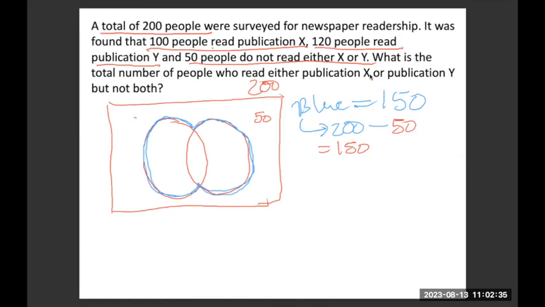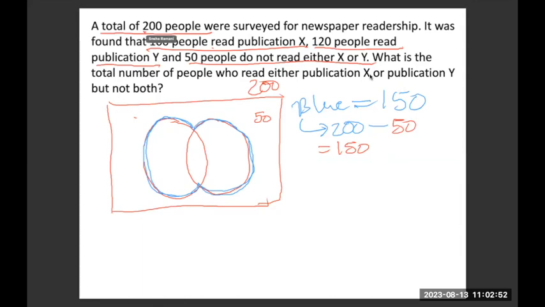Another thing which is given to you is 100 people read X and 120 people read Y. It could be 250, ma'am, not 200? No, the total is 200. The total is not changing.